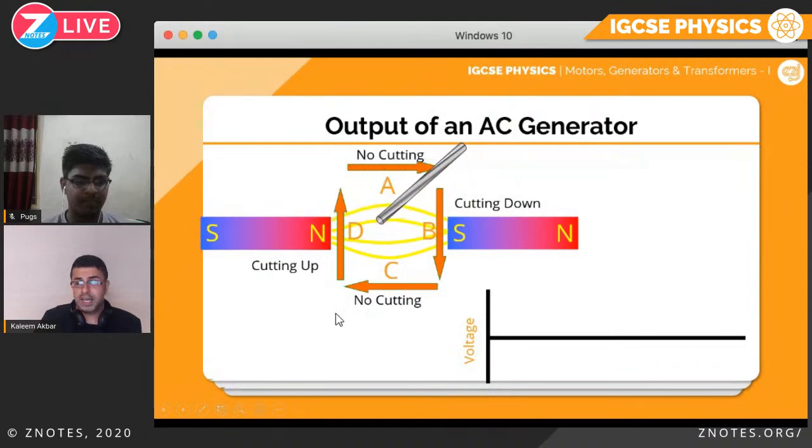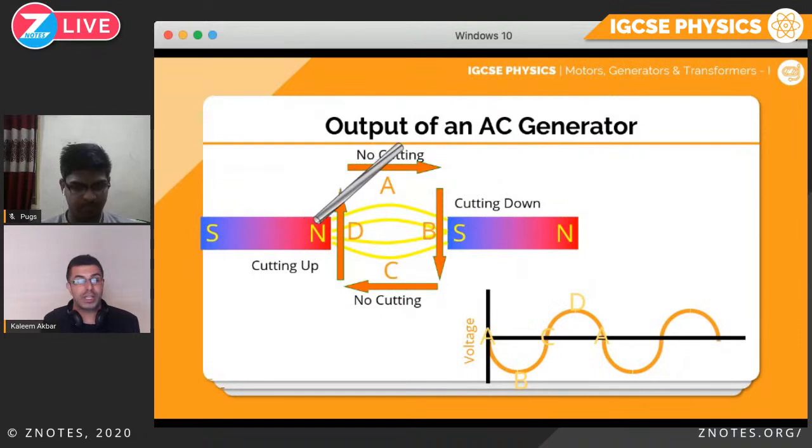Let's give it letters, A, B, C, D. Well, quite clearly, A and C, you're going to have no current or voltage. But B and D, you're going to have current and voltage, but in opposite directions, because you cut it one way and then you cut it the other way. What does that look like? It looks like this: alternating current or alternating voltage. Think about it. If I don't cut, I get nothing.